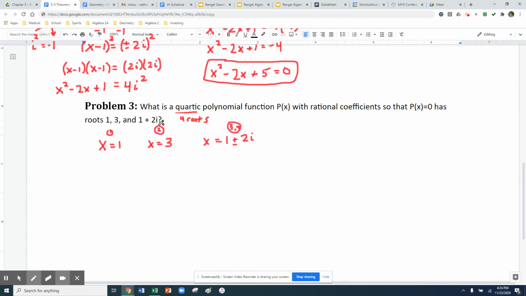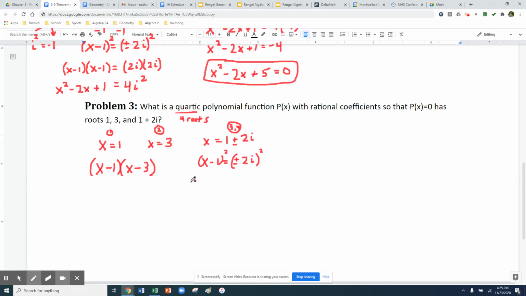Now let's start building this polynomial. So we'll rewrite the root of 1 as a linear factor. Just subtract that 1 over, or you can think of it as an x minus a form. We're going to do x minus 1. x equals 3, that's going to be the root x minus 3. So there's my real part of my polynomial. Now we get to work over here, a little bit extra to get these imaginary complex roots. So I got x minus 1 equals plus or minus 2i. We'll square both sides.